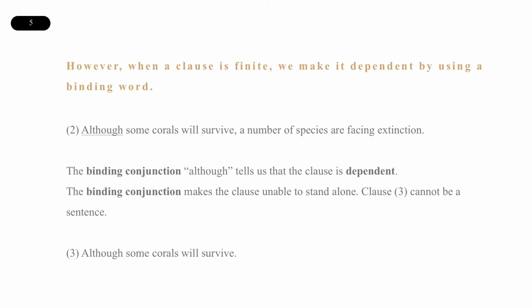Here's an example. Although some corals will survive, a number of species are facing extinction. The binding conjunction although tells us that the first clause is dependent. The binding conjunction makes the clause unable to stand alone. So clause number 3 cannot be a sentence.